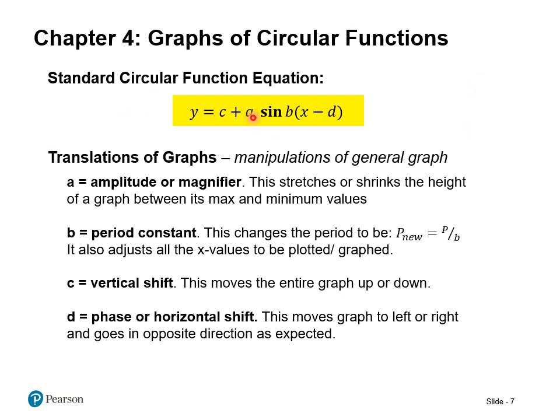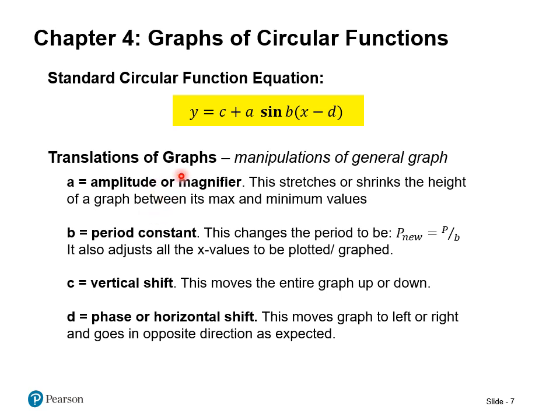The variable A is the number in front of the trig function, like 2 sine x, 5 cosine x, 5 secant x, okay? That number, just the number 5 in the example I just gave, is the amplitude or magnifier constant, okay?